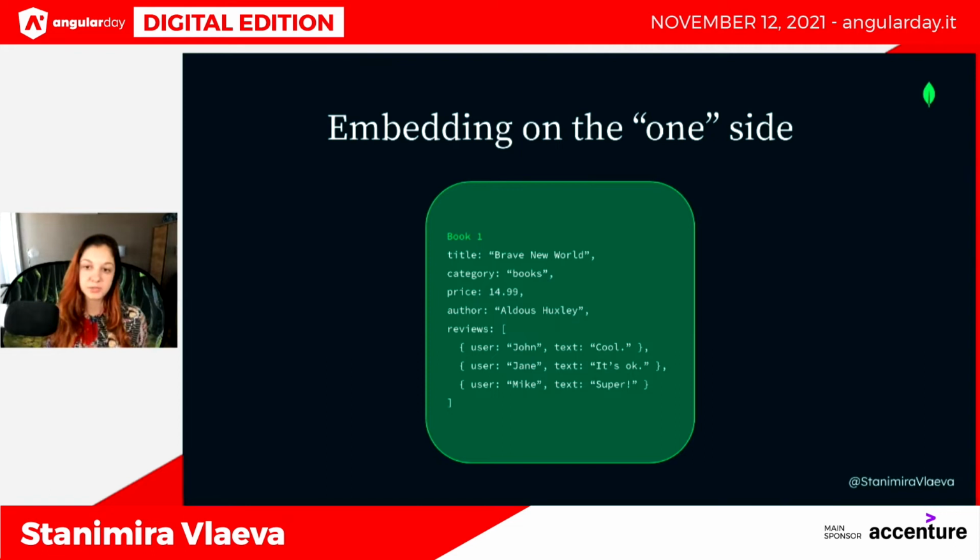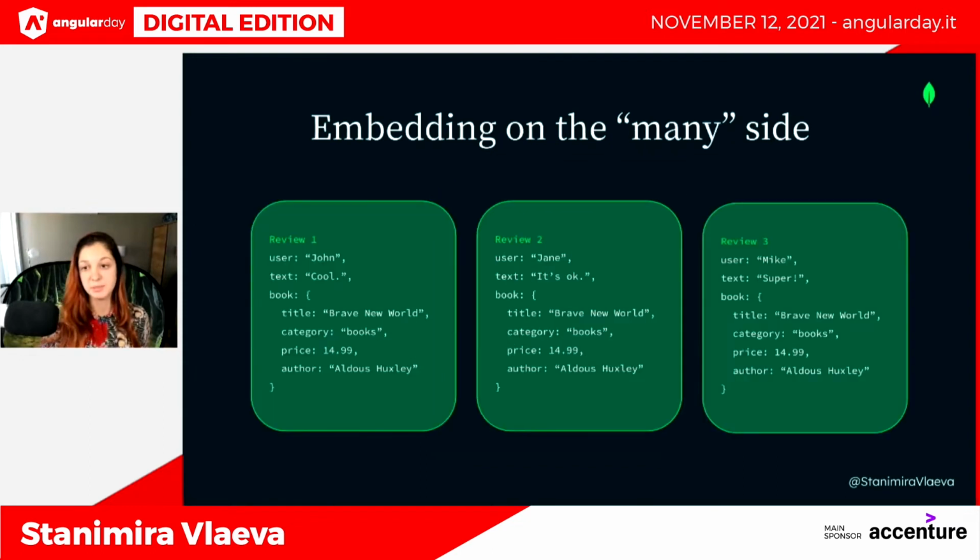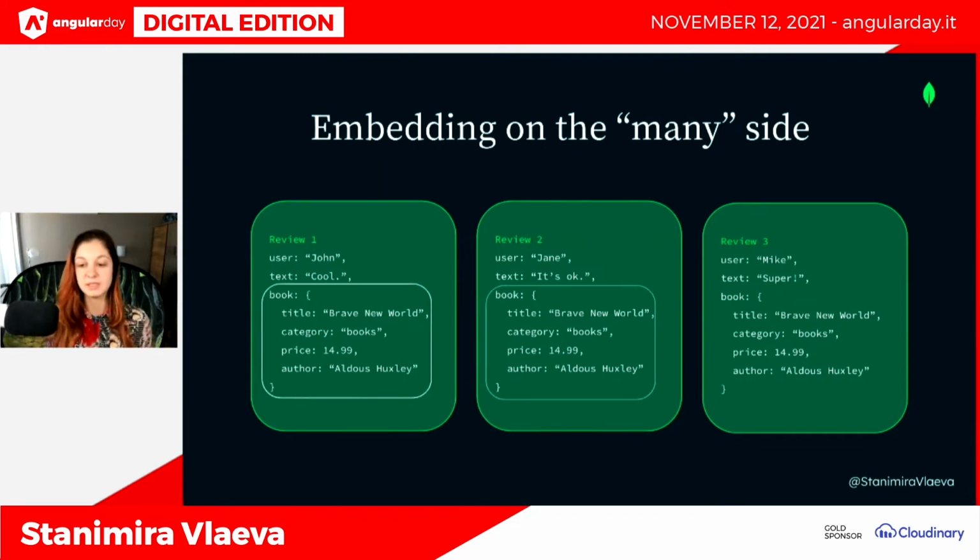If we decide to embed on the one side of the relationship, this means that we have to put all the reviews in the book document as an array. All right, that's clear. But we can also embed on the many side. So we can take every single review document and embed the book document inside it. So we are embedding on the many side.